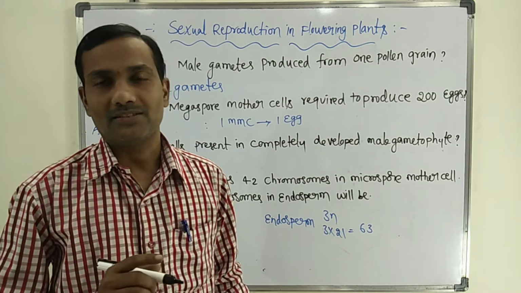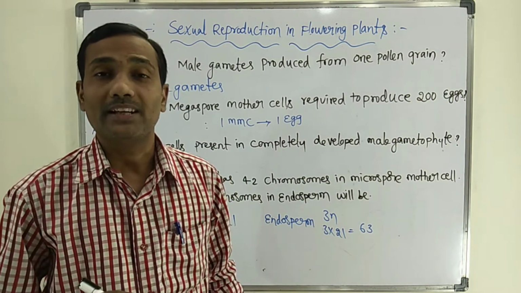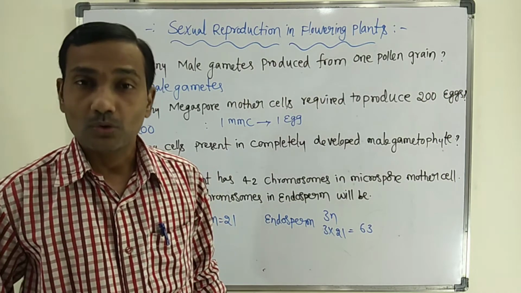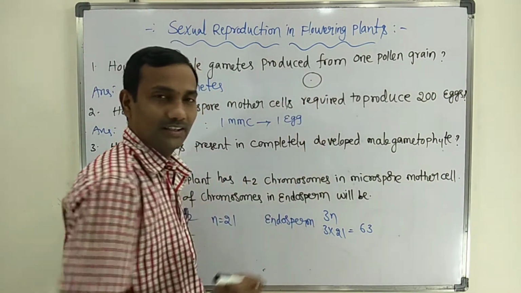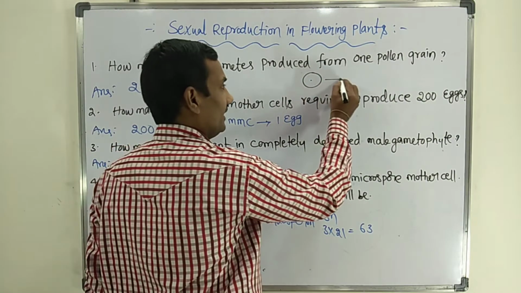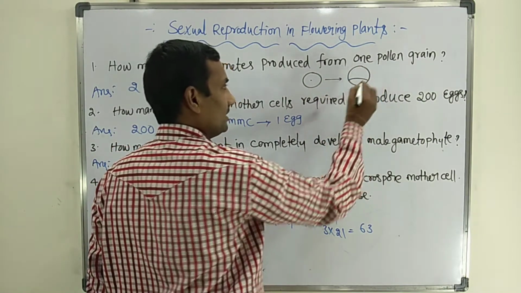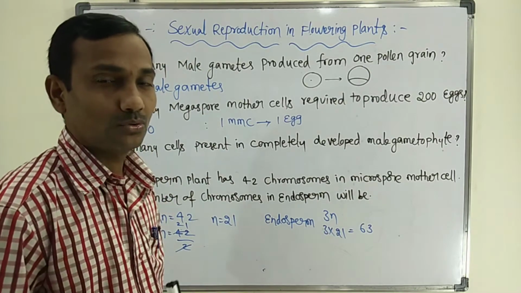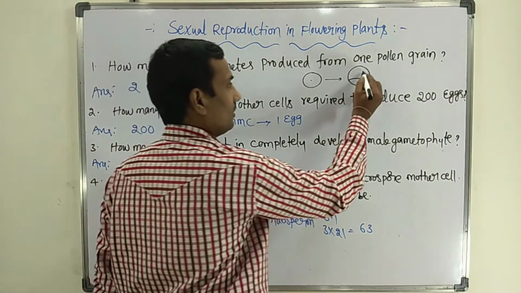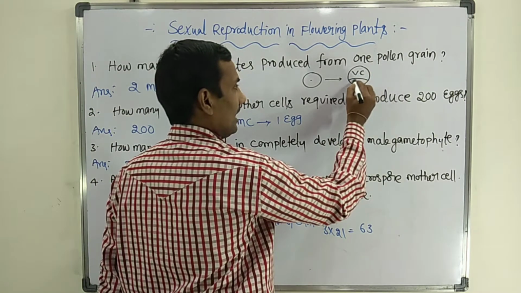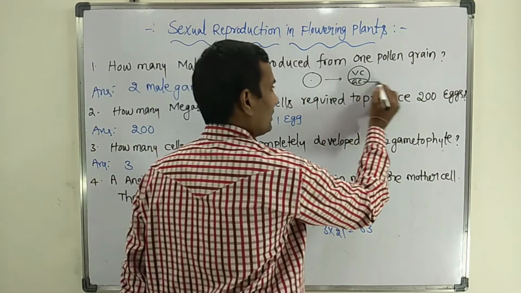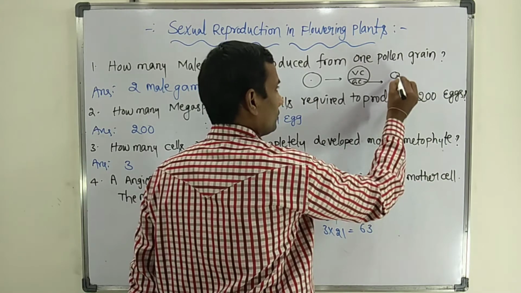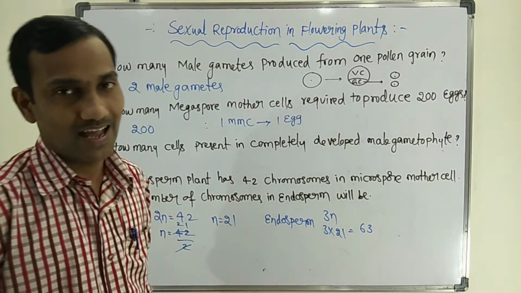In all plants, one single pollen grain produces two male gametes only. For example, this is a pollen grain. It undergoes mitotic division and produces two cells. One cell is called the vegetative cell. Another cell is called the generative cell. That generative cell produces two male gametes.